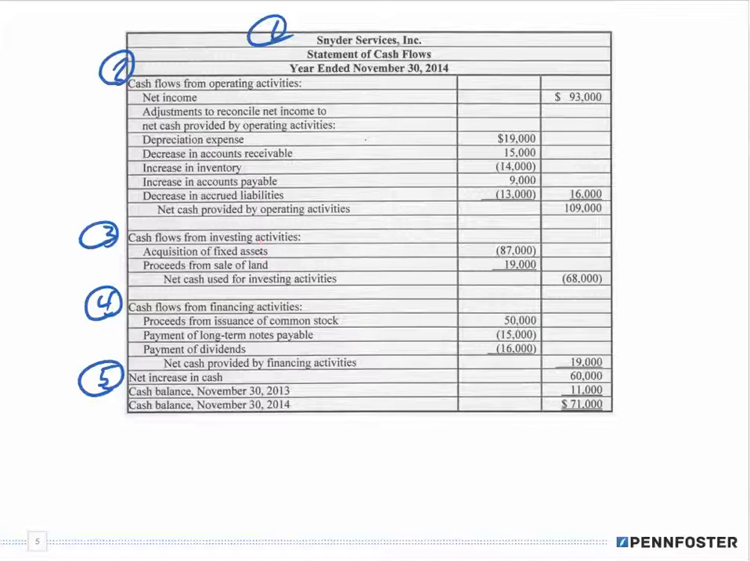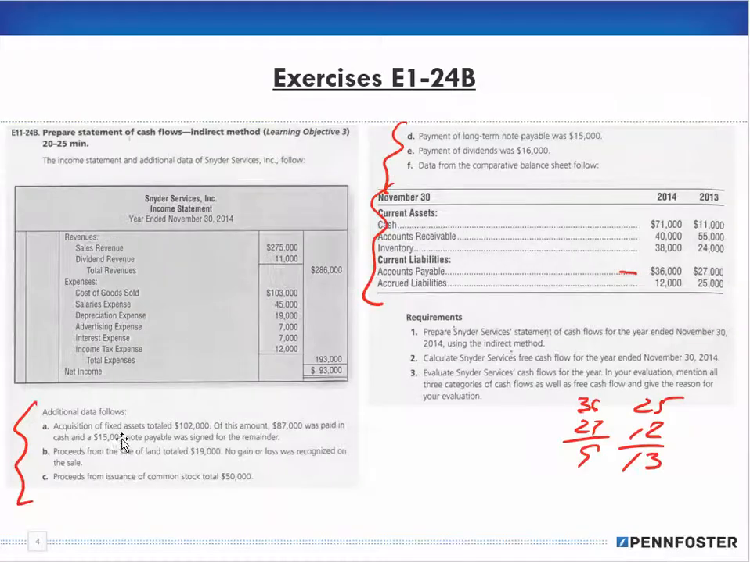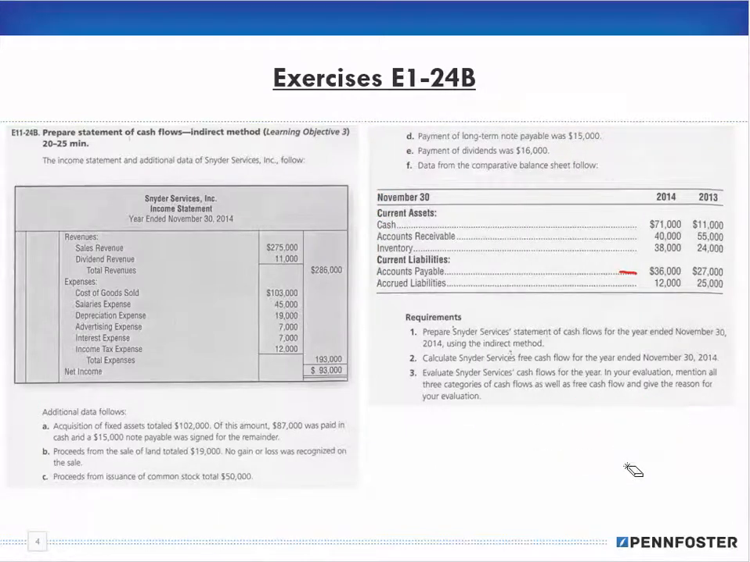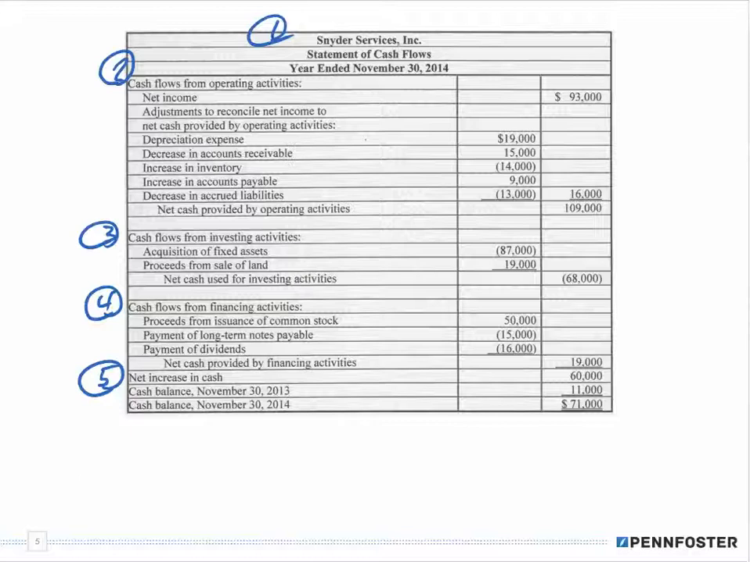All right, so then we move on down to the investing activities, and you see the acquisition of fixed assets. When we're looking at the data here, we have the acquisition of fixed assets, total 102. Of this amount, 87 was paid cash, and a 15,000 note payable was assigned for the remainder. The 87 was paid in cash, and that's the amount that hits our statement of cash flows.